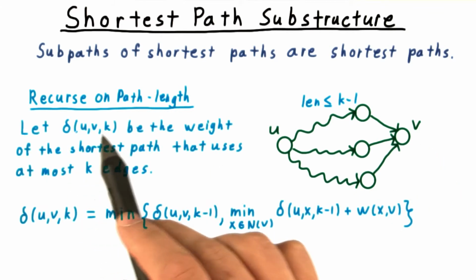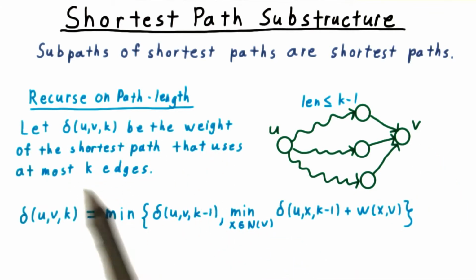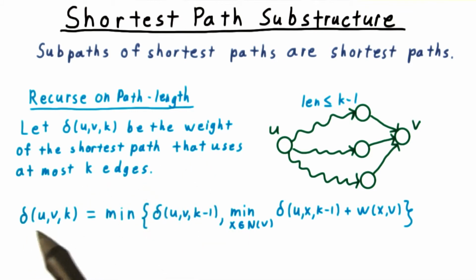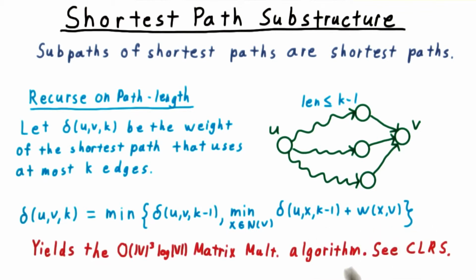We'll let delta_uv(k) be the weight of the shortest path that uses at most k edges. Then the recurrence is that delta_uv(k) is the minimum of delta_uv(k-1), where we don't use that potential kth edge, or the minimum of the distances from u to one of the neighbors of v, using only k-1 edges, plus the weight of that last edge to get us to v. This strategy works, and it yields the matrix multiplication shortest path algorithm that runs in time V cubed log V. See Cormen, Leiserson, Rivest, Stein for details.